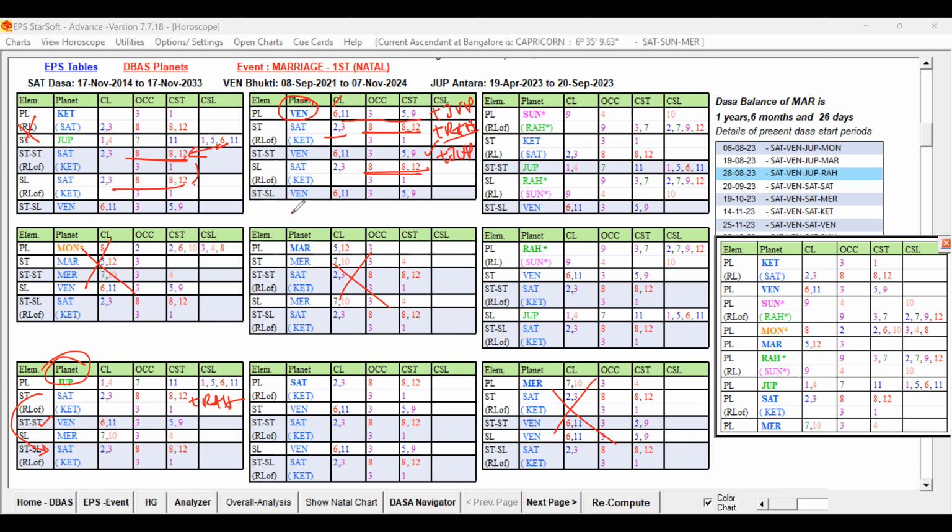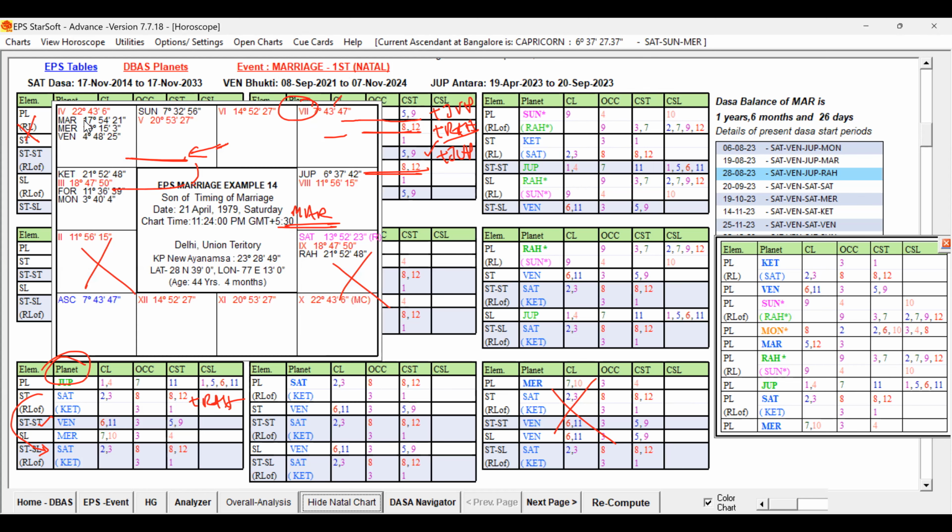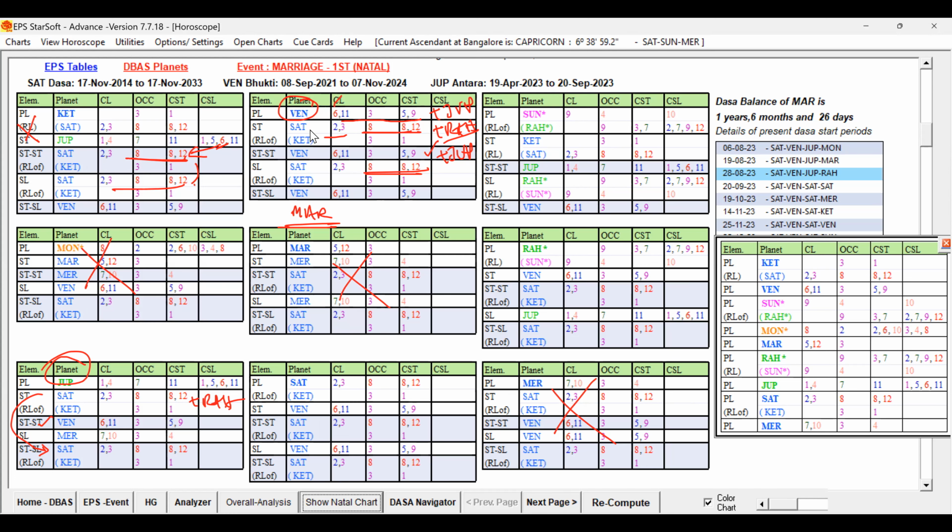And of course, as we said, the sub-sublord is Mars. Mars is also a good planet only. Let us check the birth chart. Mars, Mercury and Venus are all conjoined. Mars, Mercury, and Venus, they are all conjoined and aspected by Jupiter.